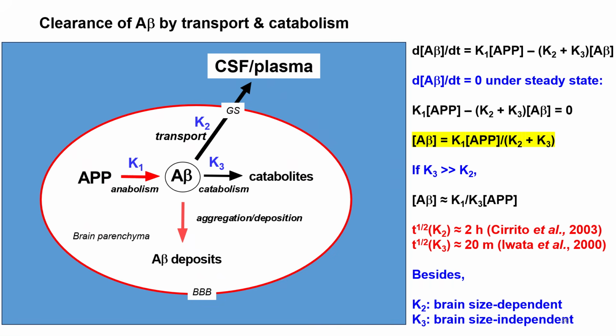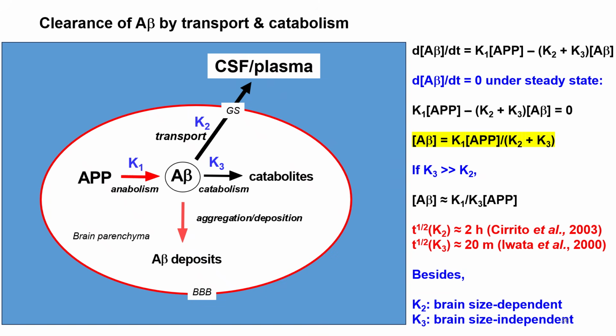Let me illustrate schematically the metabolism of Aβ that involves transport and catabolism in a simplified manner. K1 is a rate constant of Aβ anabolism. K2 is a rate constant of Aβ transport via the glymphatic system. K3 is a rate constant of Aβ catabolism, and Aβ aggregation results in Aβ deposition. Here is a mathematical formulation of Aβ metabolism. The equation becomes like this under the steady-state condition.